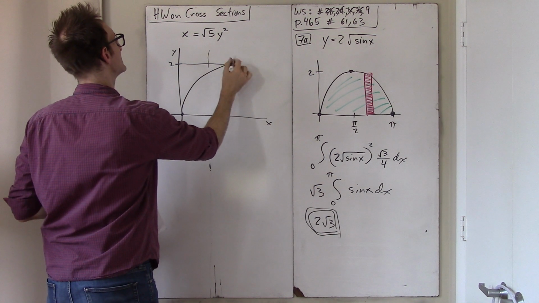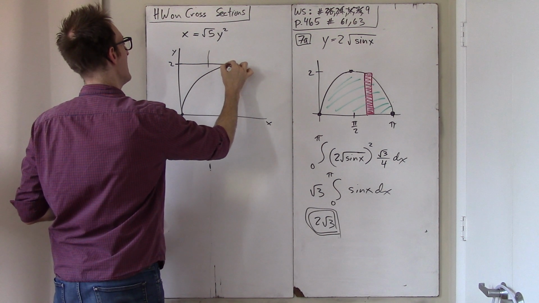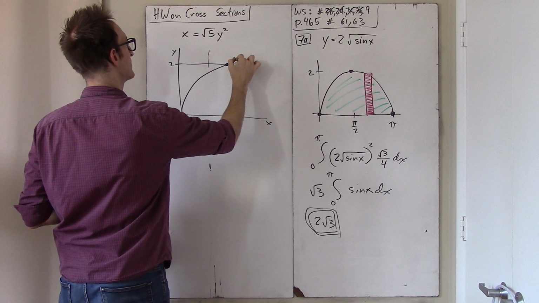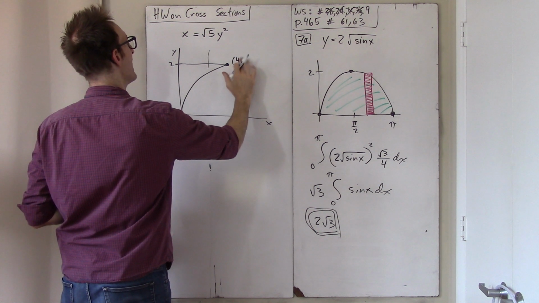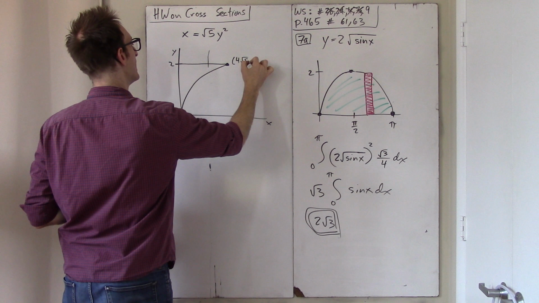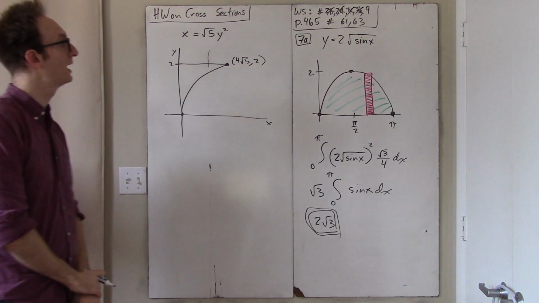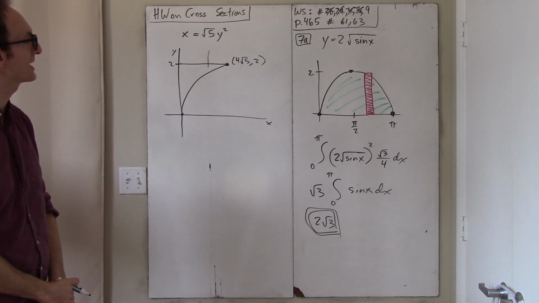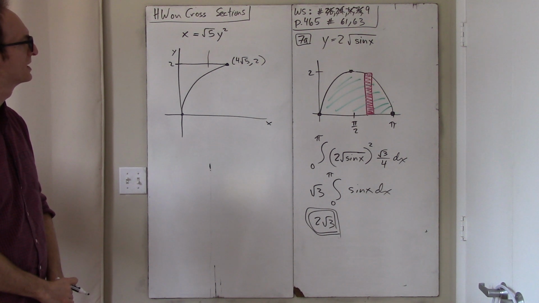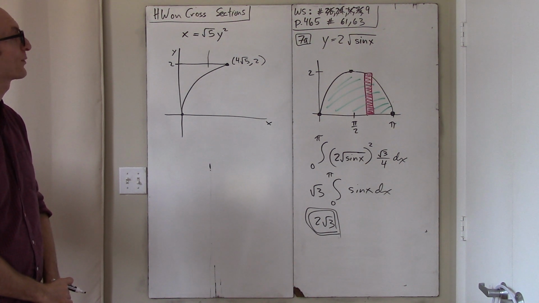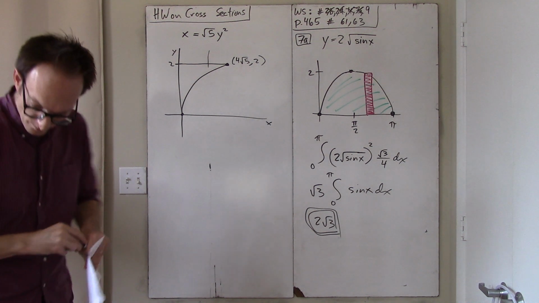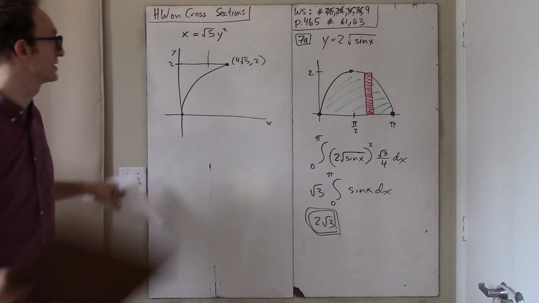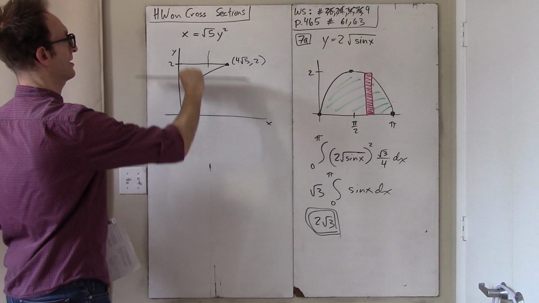Alright, so what I have is something like this. I have some sort of point. This point is apparently 4 root 5, comma 2. I guess I have that backwards. No, that's right. When y is 2, x is 4 root 5. So yeah, when y is 2, x is 4 root 5. And so this whole shape is going to live between here and here.